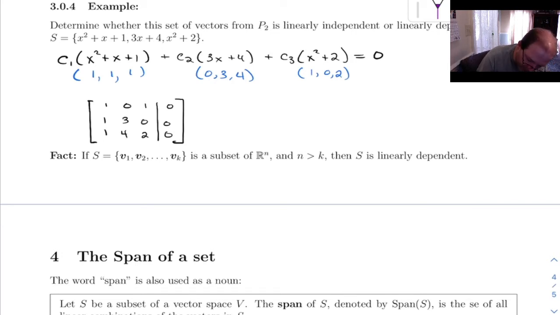You might look at this and say, well, this is P2, but then I'm converting it into something from R3. So yeah, P2 and R3 are essentially the same. It's just one of them we're treating as a point in three-dimensional space. The other one we're treating as a polynomial. But functionally, they're exactly the same. So let's take this and row reduce it.